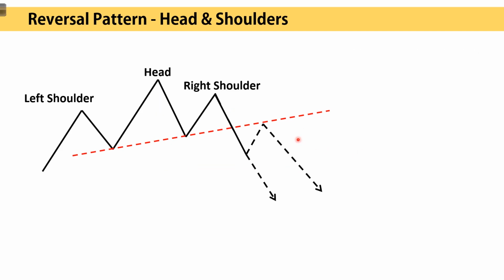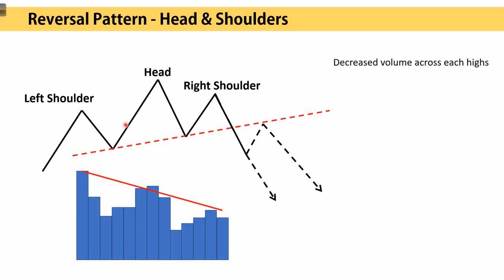Now, how could volume play a part in this pattern? In the head and shoulders pattern, the current uptrend should be losing strength. This is first observed by the trend making a lower high. Next, if the trend is indeed weakening, we should observe the volume at each high, or at each peak, getting lower as the uptrend continues. And this indicates lower interest from market participants.